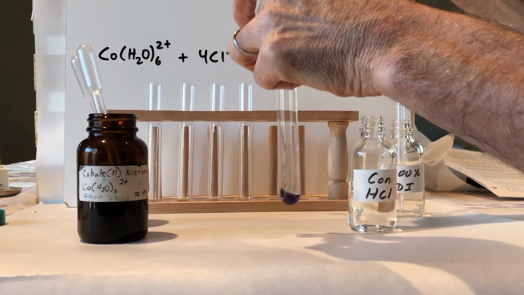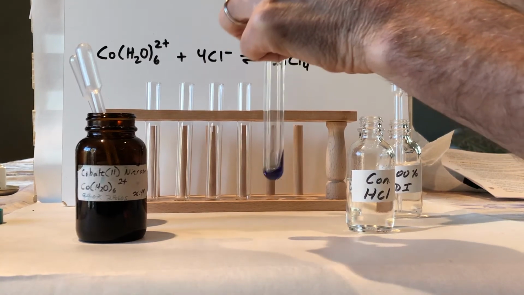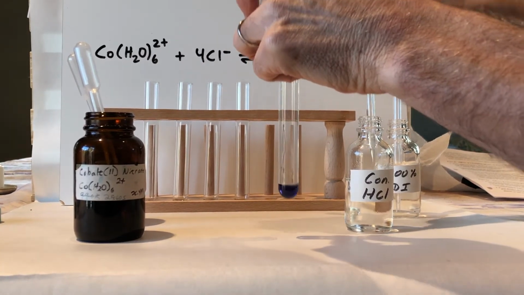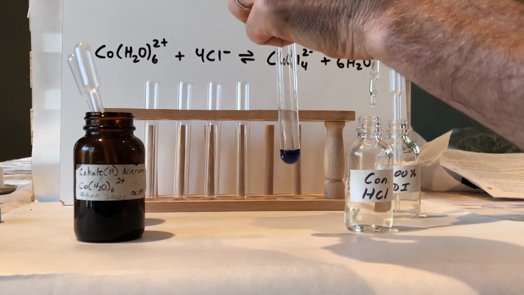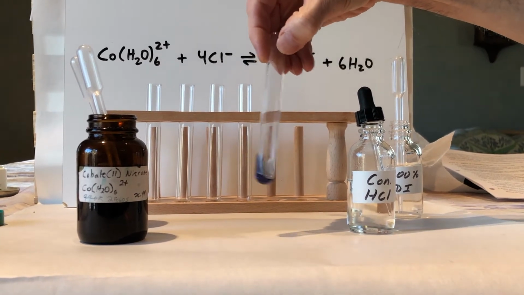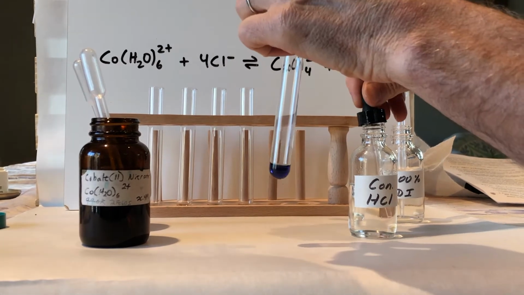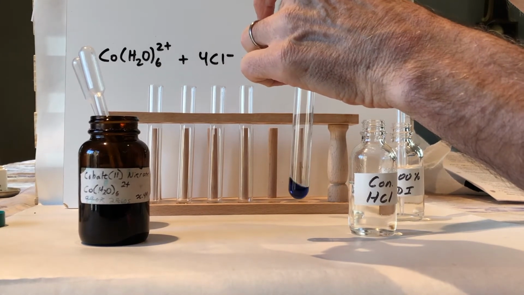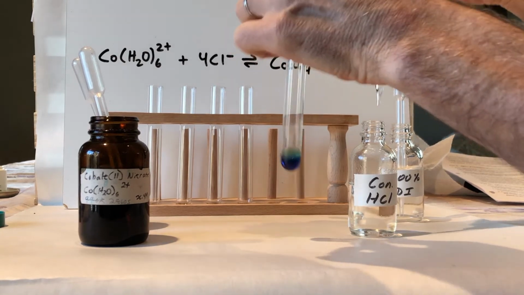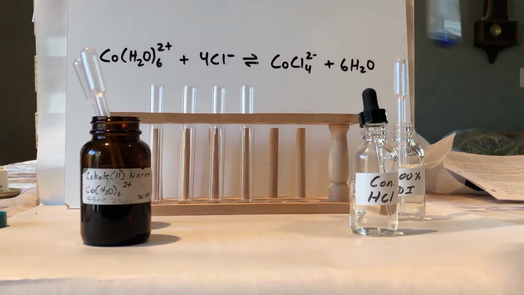11, 12, 13, 14, and we've got a fairly good color change. Let's make it 15 drops. And so 15 drops to change the color. It's still kind of purplish. We can add a little bit more and make it more blue. Okay, so that's the first thing we're going to do.